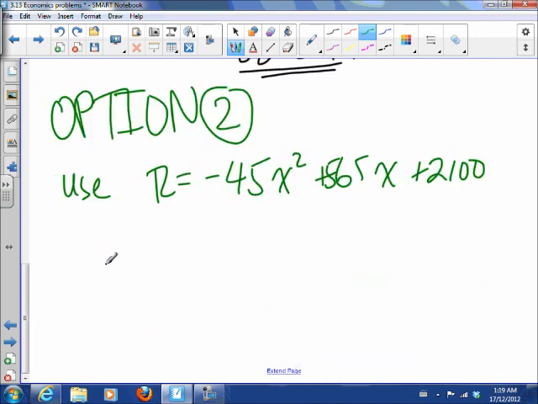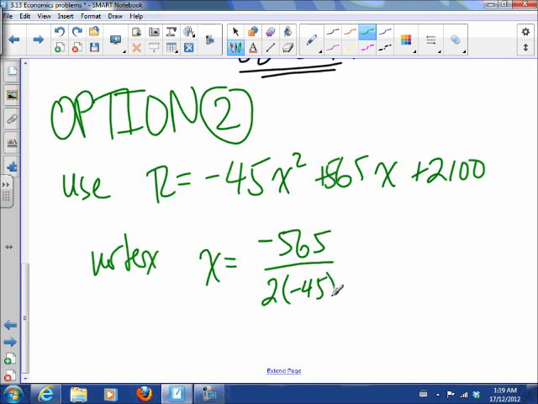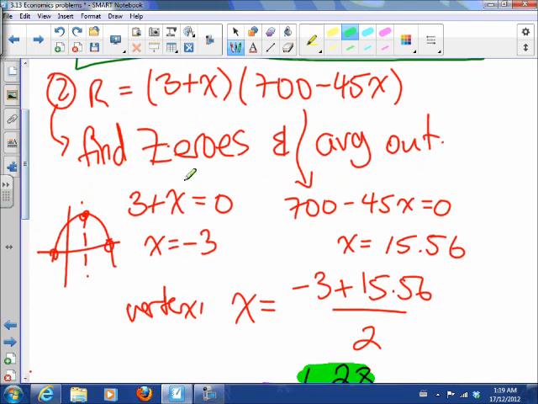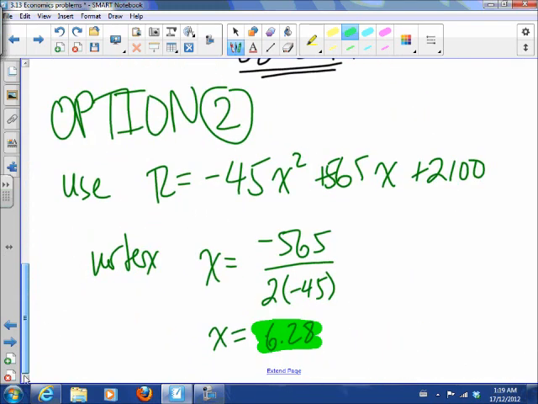And we'll remember that for the vertex, x is equal to -b over 2a. Okay? And when you work that out, you actually get 6.28. So notice that this answer is exactly the same as that answer. So you can get your x value in a variety of different ways. You can either find the zeros and average them out, or if you have standard form, just use -b over 2a, and you'll get your answer.